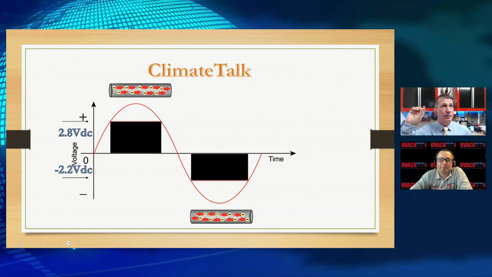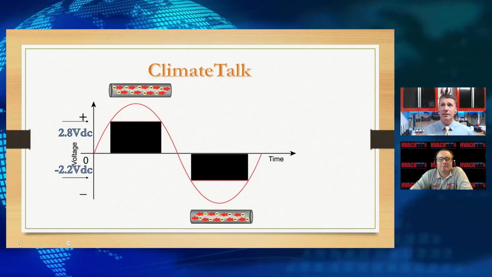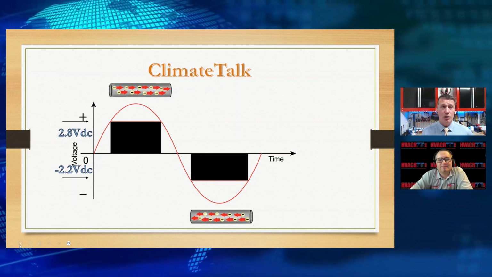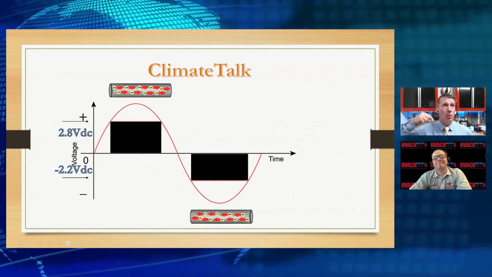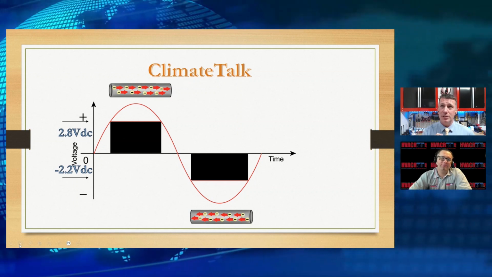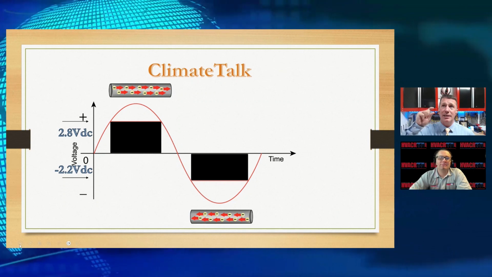So with this particular system, this Climate Talk system that we're using with Daikin and some of the earlier Goodman and Amana stuff, we are going to be able to measure from ground to number 1 and from ground to number 2 and get 2 different voltages. And what a lot of people don't realize is that difference between them, that bias, is actually our bandwidth.